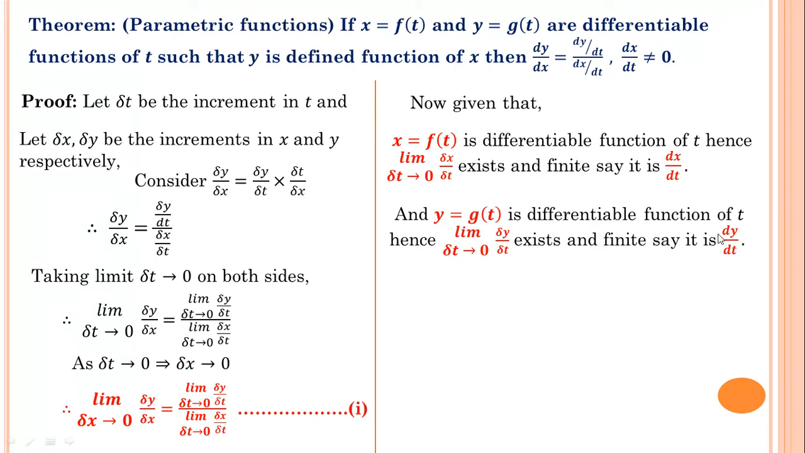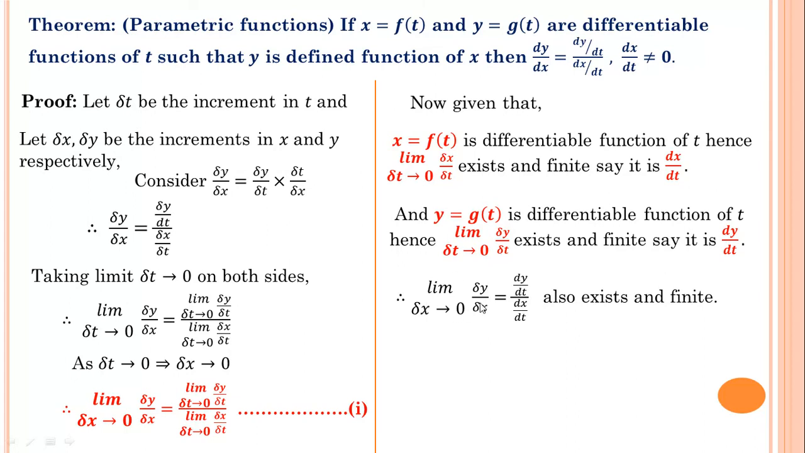Say it is dy by dt. Now equation number 1 becomes, if you put the values here for this limit, we get limit delta x tends to 0 delta y upon delta x is equal to dy by dt upon dx by dt. Because of the existence of this limit as well as this limit, we can write dy by dt upon dx by dt. Now dy by dt is a finite quantity, dx by dt is also a finite quantity, and it is equal to limit delta x tends to 0 delta y upon delta x.